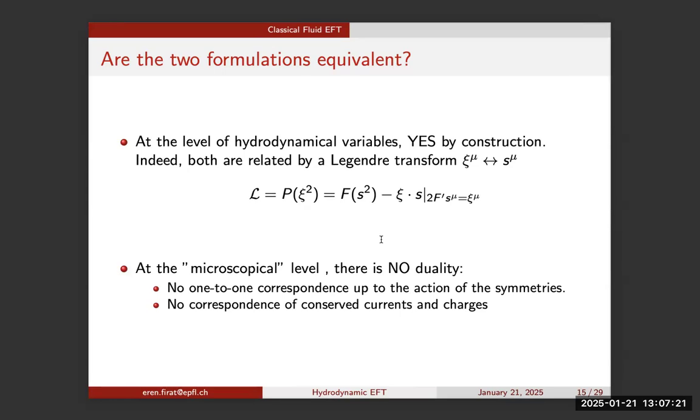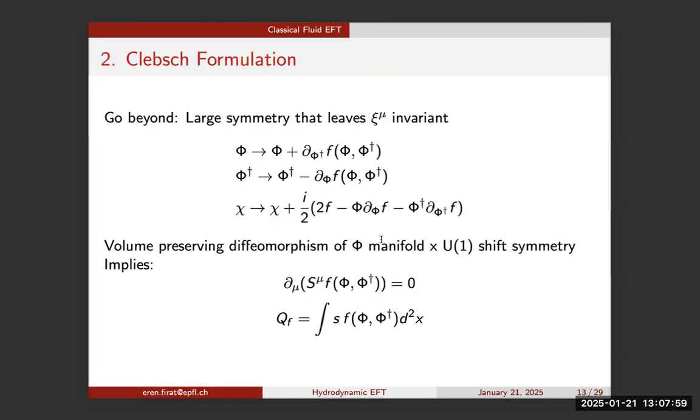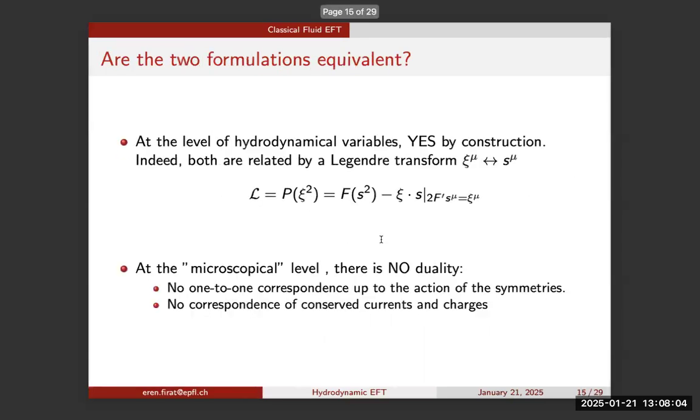And actually, you can find a Legendre transform that relates these two descriptions, where you do a Legendre transform between the temperature current and the entropy current. So the two Lagrangians are related in this way. However, if we look at the level of the more microscopic variables, the field phi, chi, there is no one-to-one correspondence between the conserved quantities and the conserved currents in the two descriptions. There is also no one-to-one correspondence of the solutions, even up to the action of the symmetry.